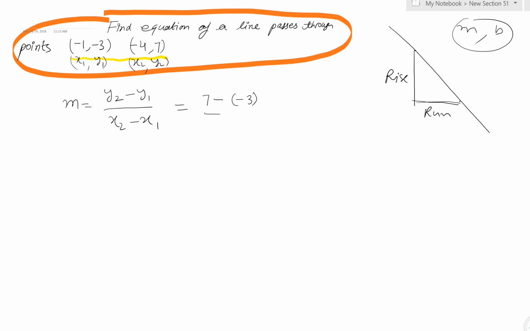All right, so let me complete the whole thing. x2 is -4 minus x1, which is -1. We put in a bracket because of the negative sign. And I got -3. So we got 7 plus 3 divided by -4 plus 1. 10 divided by -3 is the slope.